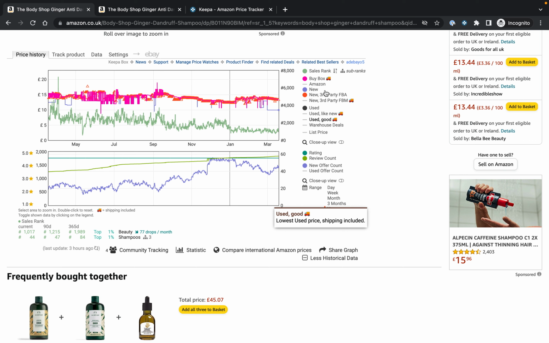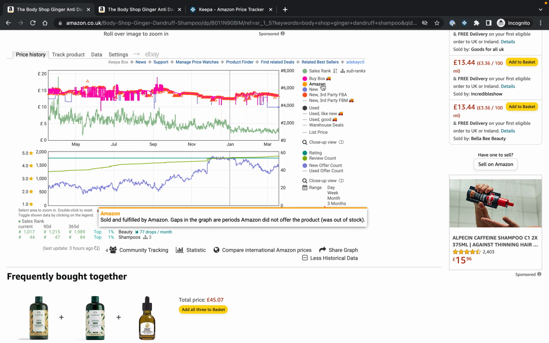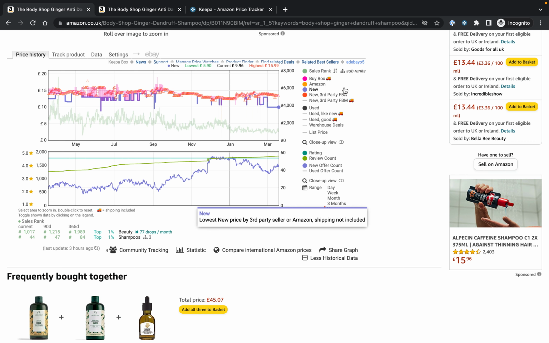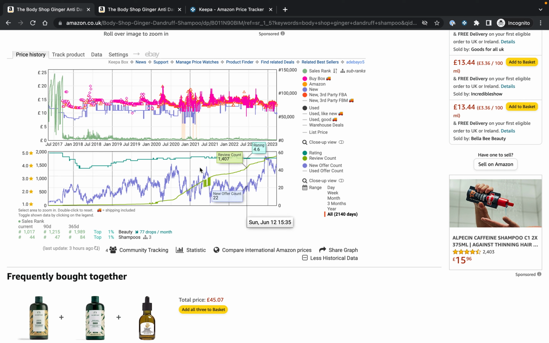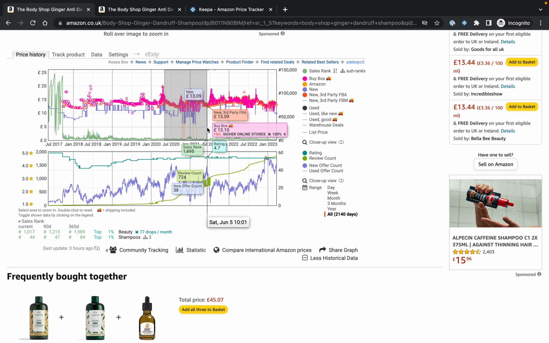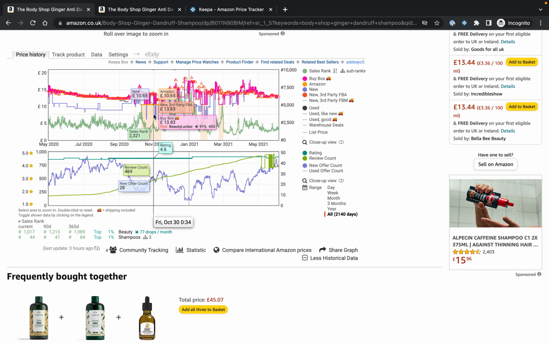So again, I'm going to actually go back, and this one here shows when Amazon has sold the product. For this product in particular, you can see that Amazon has not sold the product within the last year. And there are some places where Amazon has. And you can see over here, Amazon is always in an orange color, which I do actually like.